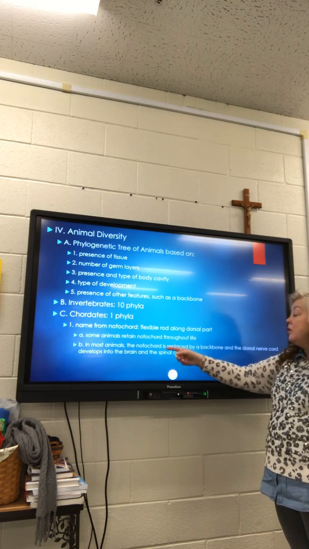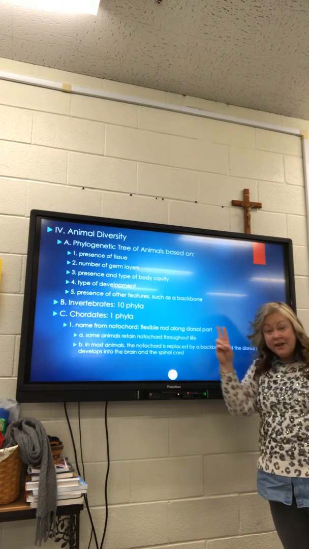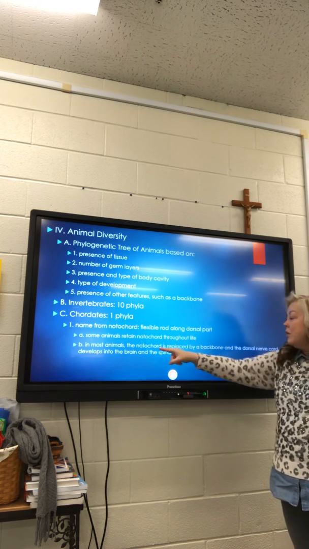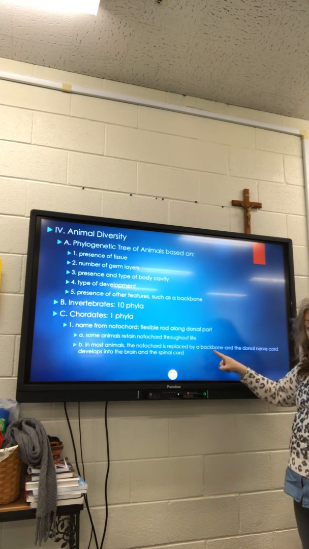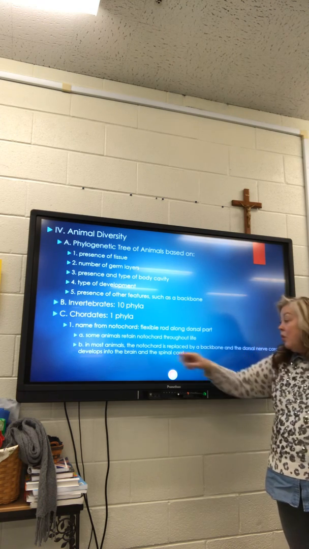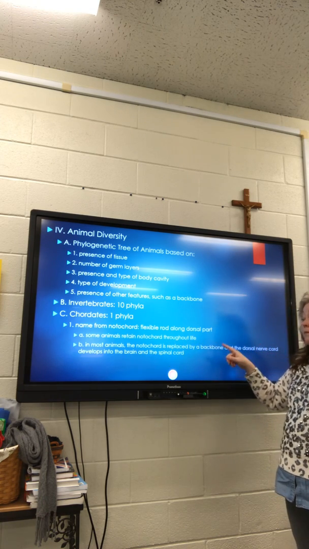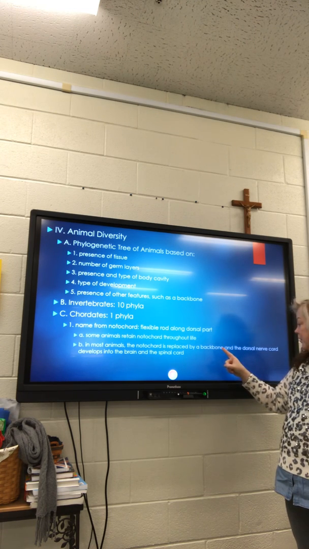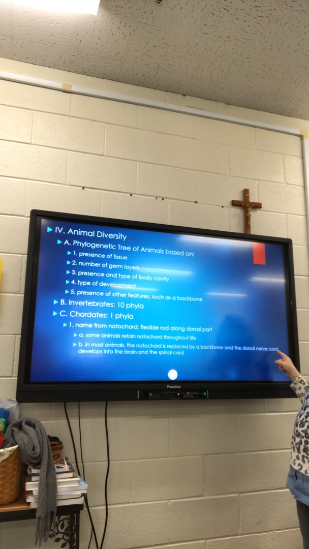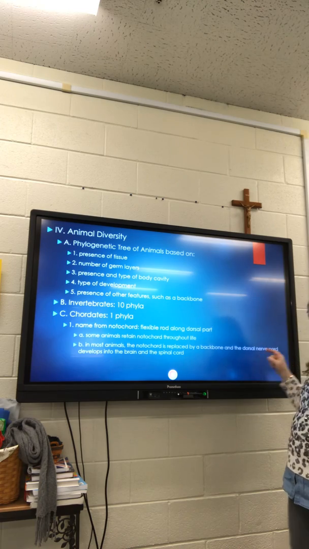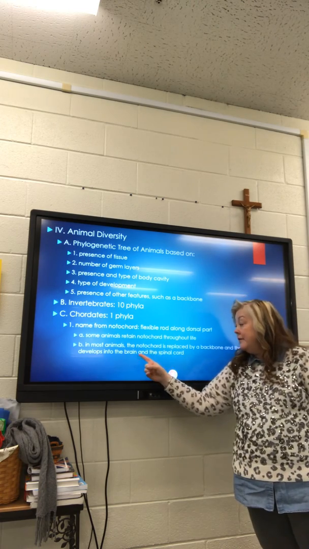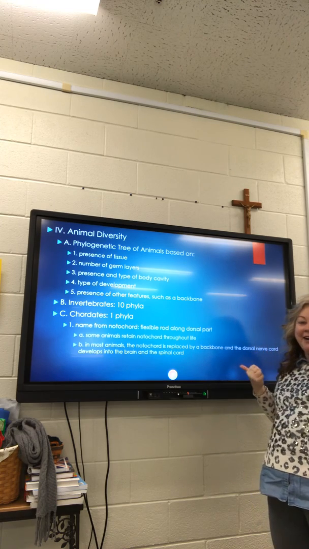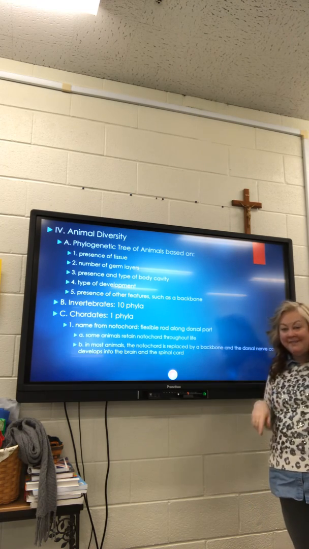In most animals, that notochord is replaced by, listen carefully, this is a question on the test. The notochord is replaced by a backbone. So, on the test, what is the notochord replaced by in most chordates? A backbone, calcified, hardened bone. And the dorsal nerve cord develops into the brain and the spinal cord. Test question, right here.